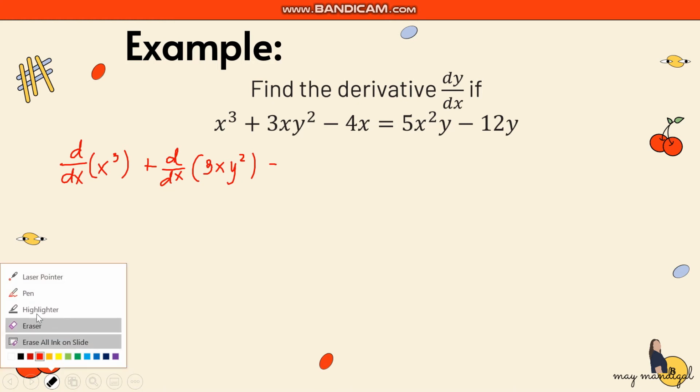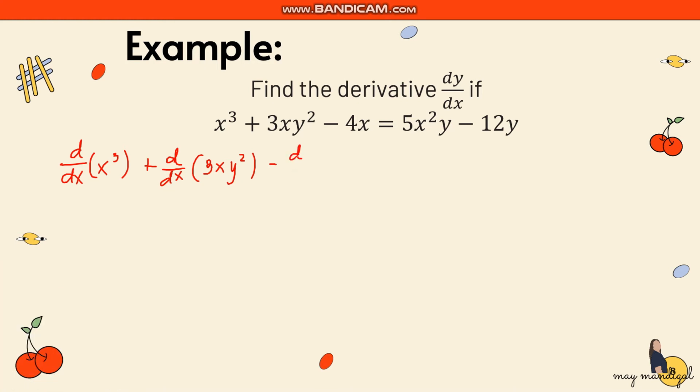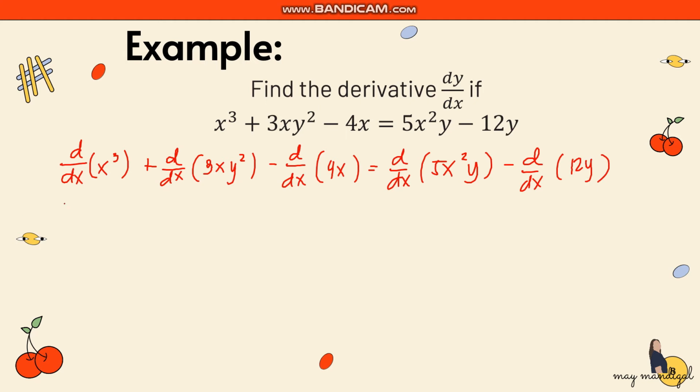So let's write d over dx of 4x equals d over dx of the 5x squared y minus d over dx of 12y. Okay, now let's get the derivative of each. For the first one, this is just 3x squared.